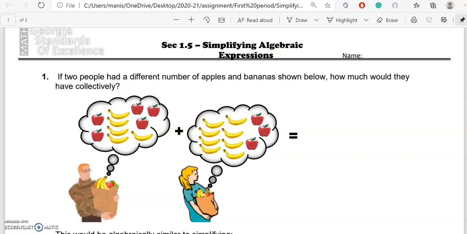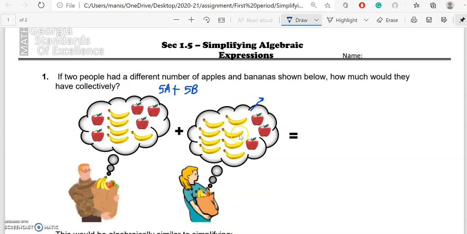Our question number 1 says, if two people had a different number of apples and bananas shown below, how much would they have collectively? So let's look at this person over here. It has five apples. So I can write 5 apples like this, 5a plus. How many bananas does it have? 5 bananas. So I can represent bananas by letter b. So it will be 5a plus 5b.